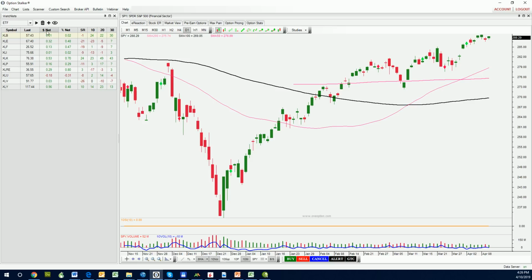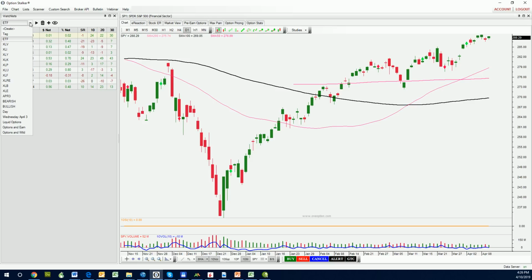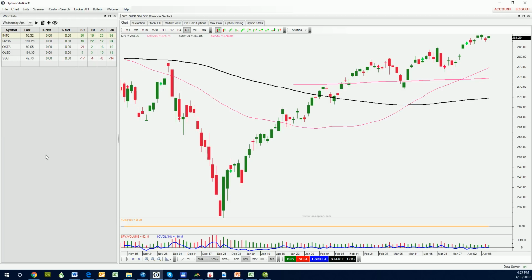I'm going to go over and click on lists, and in the drop down you'll see Wednesday, April 3rd. What I did was I went in and I created a list with all of the stocks that I suggested buying last week. We didn't have any shorts because the market had just broken out to a new relative high. We were bullish. Unfortunately, we didn't have the market helping us out.